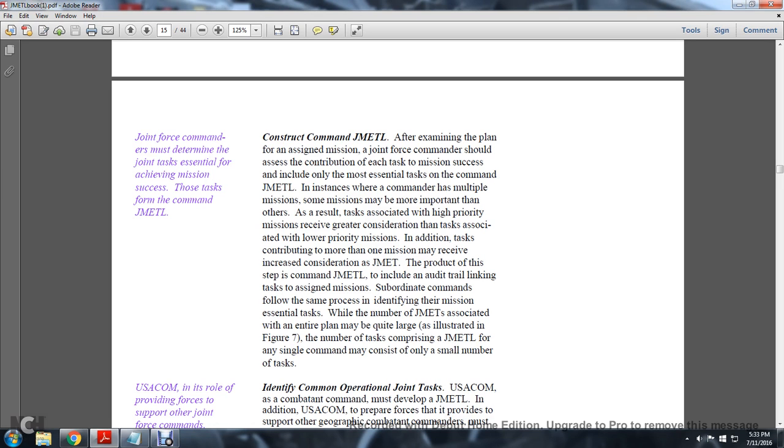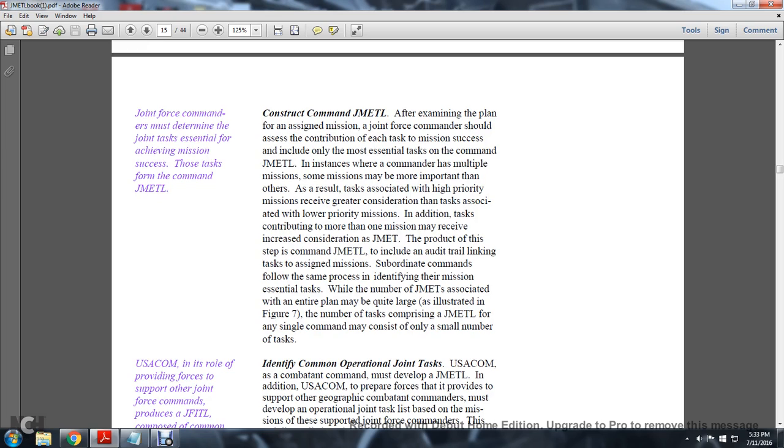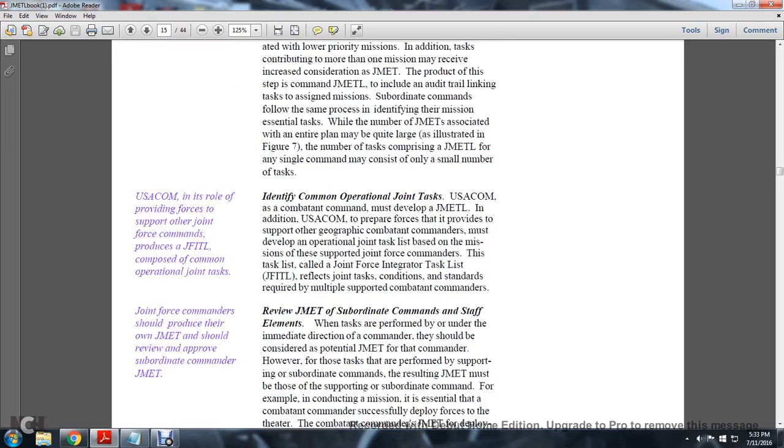This includes auditing, tracking, and linking tasks to the assigned mission. Subordinate commands follow the same process, identifying their mission essential tasks. While the number of Joint Mission Essential Tasks associated with the entire plan may be quite large, as illustrated in Figure 7, the tasks comprising the Joint Mission Essential Task List for any single command may consist of only a smaller number of tasks.